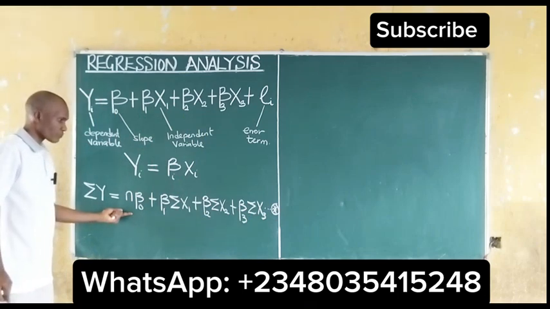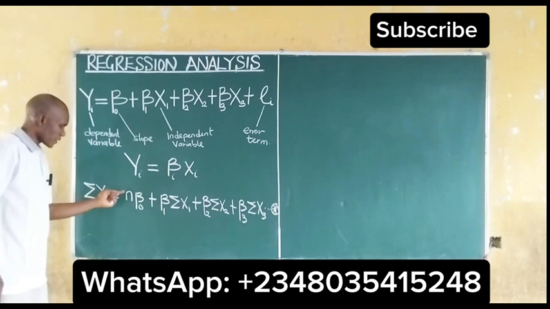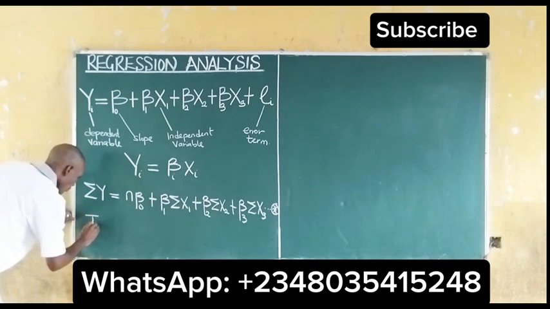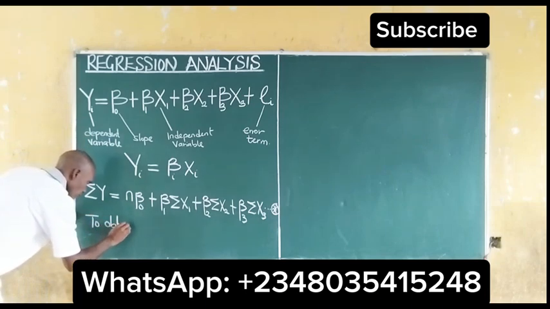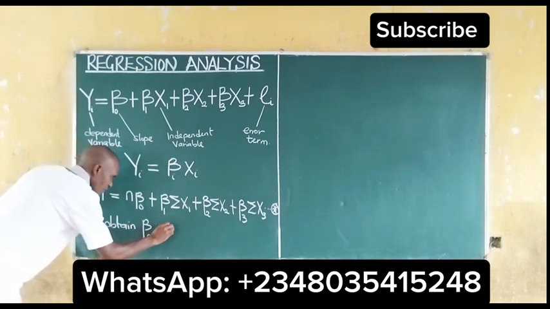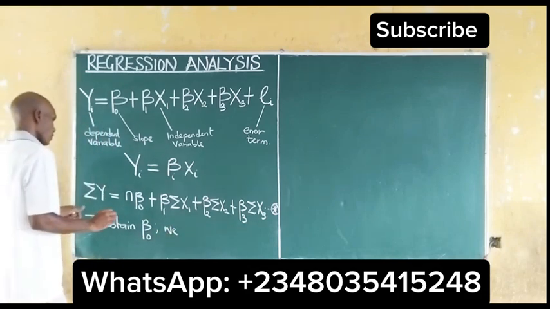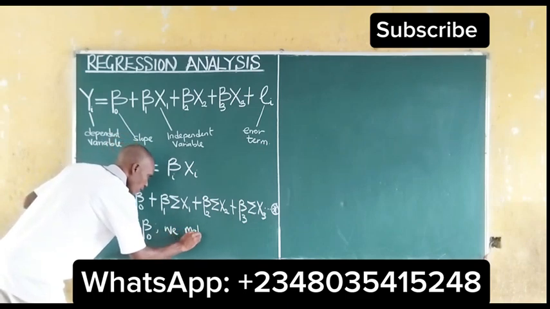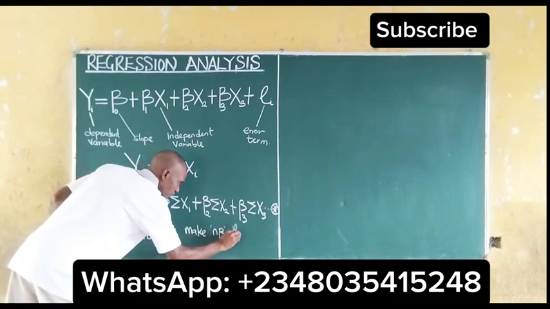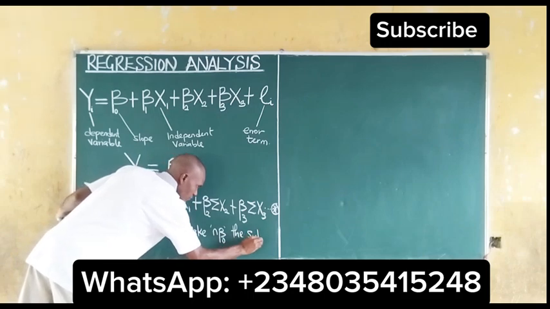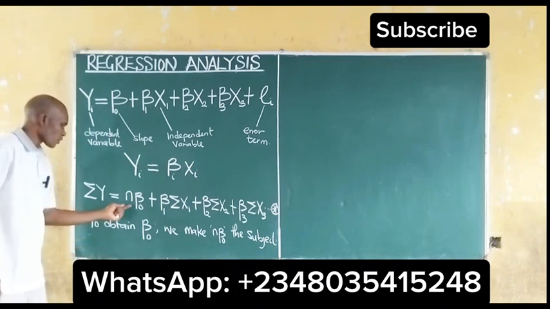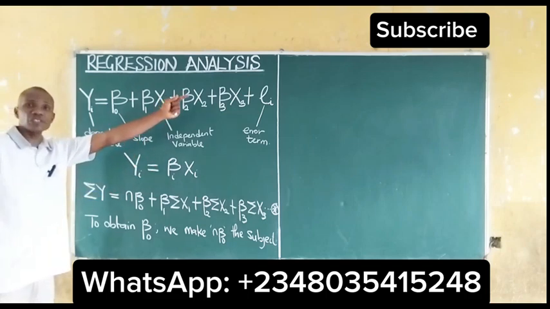The next thing to do is to make this the subject of formula. That means we have to obtain b naught. So, to obtain b naught, we make this the subject. Making this the subject, we move over to this side of the board.